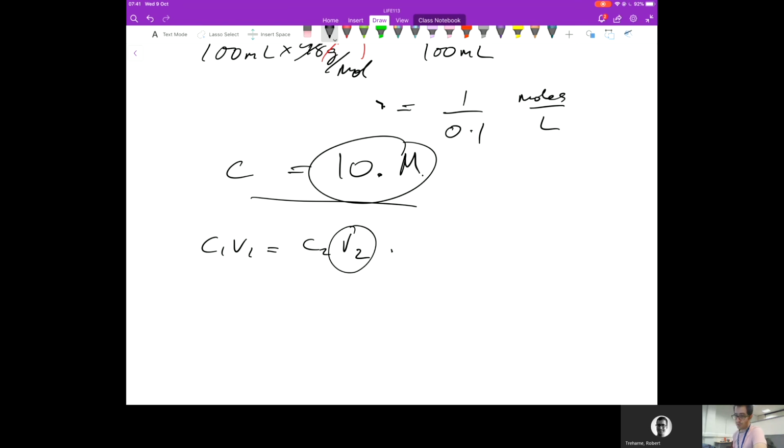So I want to know what my second volume is. I know what this is. Okay, it's 10. I know what this is. It's 100 milliliters. I know what this is. It's 0.2. That's my target concentration. So I'm just going to do V2 is equal to, let's rearrange, C1 V1 over C2. And of course, that is equal to 10 times 100 milliliters all over 0.2.